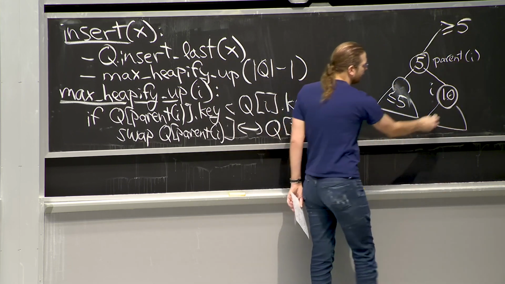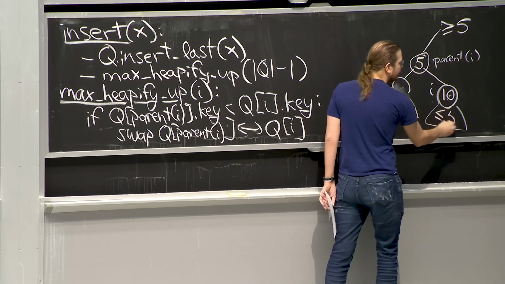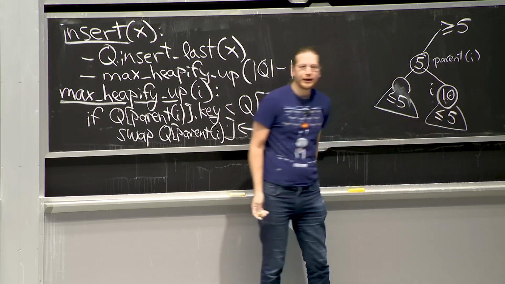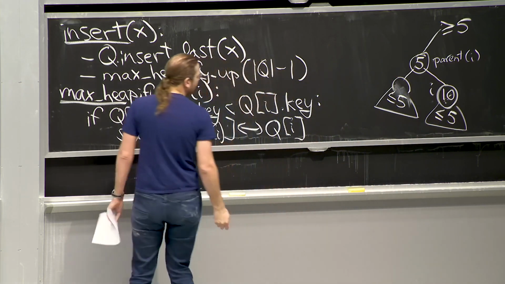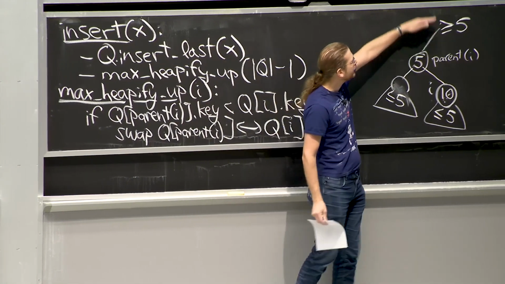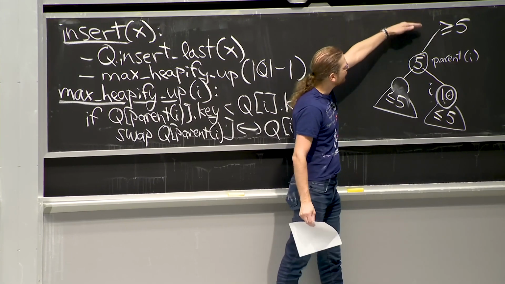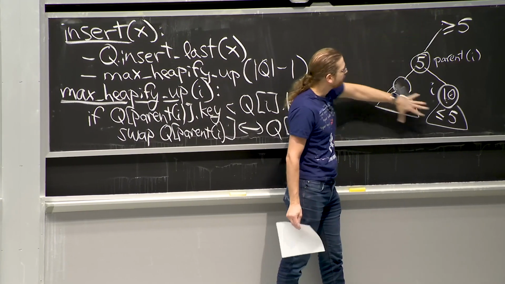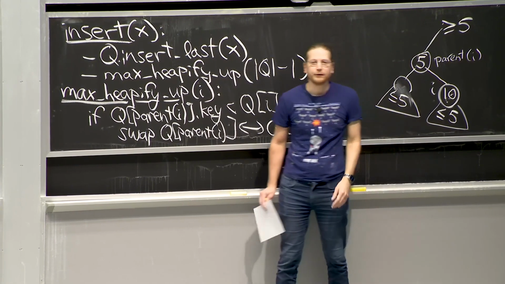I also know that the nodes in here, in fact, were less than or equal to 5. Other than this node 10 that we just inserted, this was a correct heap. So 5 was a separator: things above it on the ancestor chain are greater than or equal to 5, and things in its subtree are less than or equal to it.